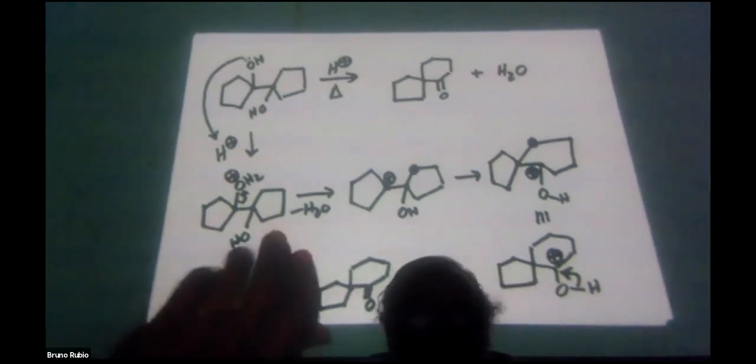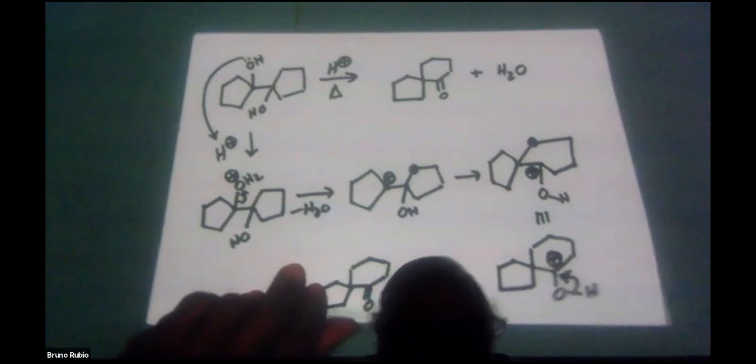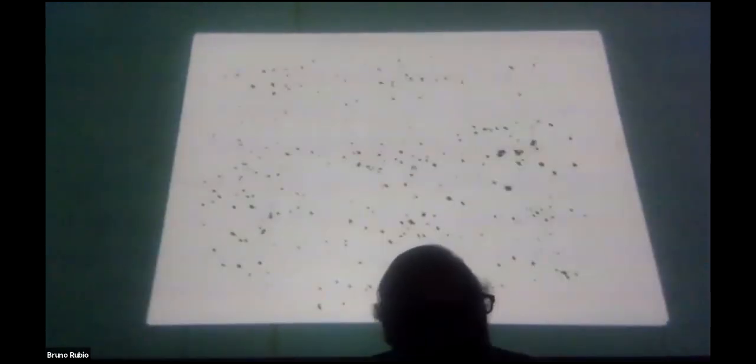Okay, so now let's look at the next level of complication where our starting pinacol is not symmetrical, and now we have to decide which OH group gets it in the first step.